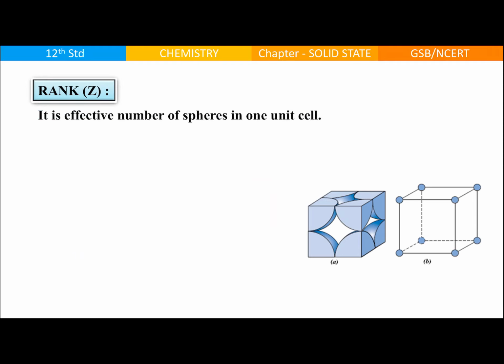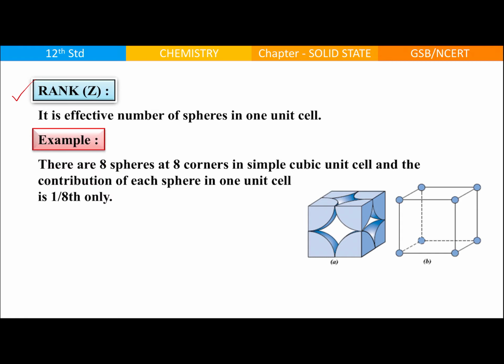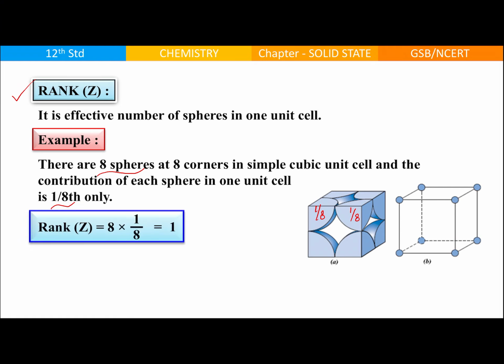Okay, we go back. What is the effective number of spheres in a unit cell? It is called the rank, with the symbol Z. It is the effective number of atoms. Now you should know this is 1/8 of the sphere. This is also 1/8. So how many such are there? There are 8 spheres and every corner contributes 1/8. So the total will be 1. So we say a simple cubic cell has a rank of 1.